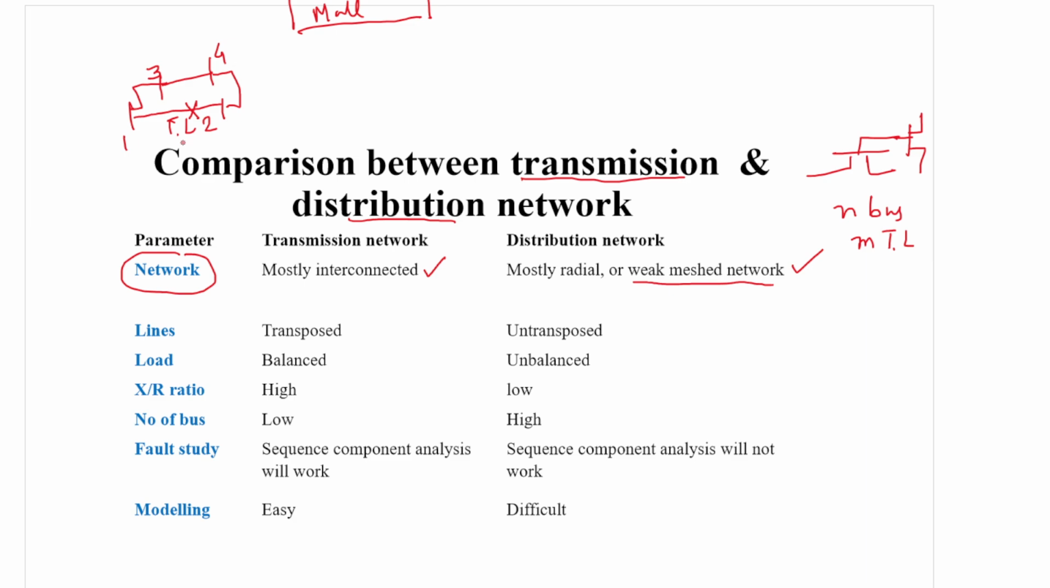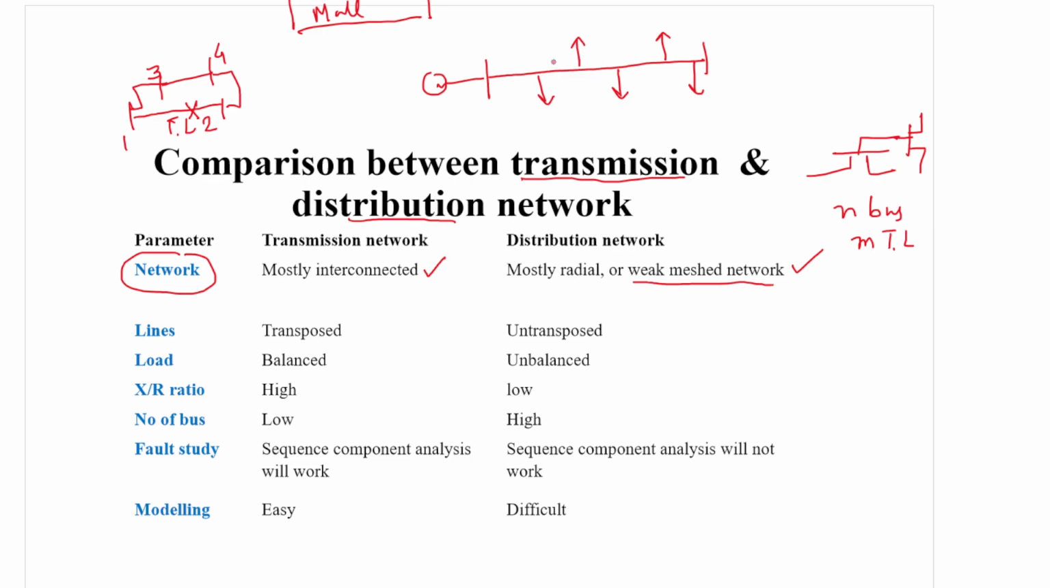So this is called an interconnected system. The transmission networks are mostly interconnected, highly interconnected. On the other hand, distribution networks are mostly radial. What do we mean by radial? Suppose this is the supply. So if you have a conductor like this, and different consumers are tapping from here, this is called a radial system.